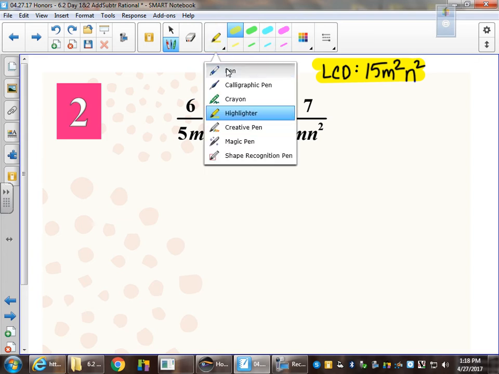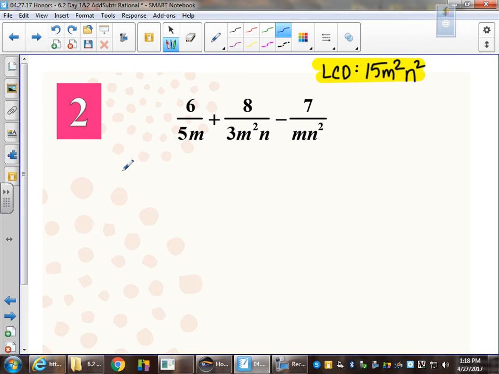When I look at the first fraction, we're starting with 6 divided by 5m. So I'm going to go over here. 6 divided by 5m. I'm going to set up my parentheses. Again, this is what I have in my head as the goal. So I'm starting with a 5. To get to 15, I have to multiply by 3. For m squared, I have 1m. I need another one. And there are no n's. I need 2. So I multiply by n squared. What I multiply the denominator by, I have to multiply the top by.